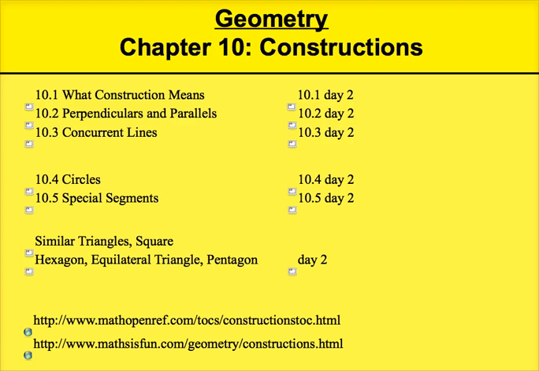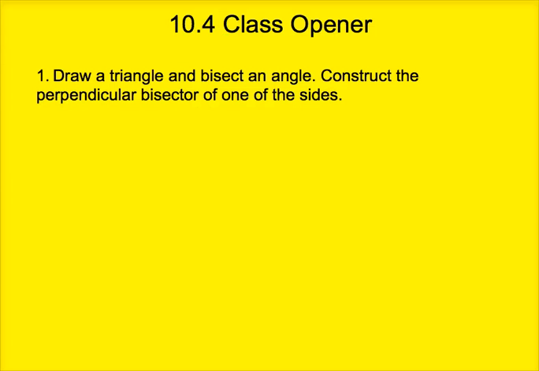Chapter 10, Constructions. Today we're going to cover Section 10.4, Circles. 10.4 class opener. Draw a triangle and bisect an angle. Construct the perpendicular bisector of one of the sides.